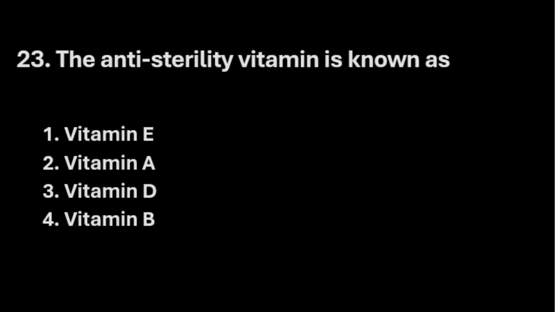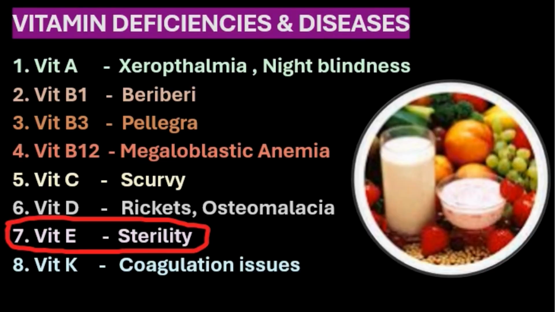Next question. Anti-sterility vitamin is known as option 1, vitamin E, option 2, vitamin A, option 3, vitamin D, option 4, vitamin B. Let us see the right answer. The right answer is vitamin E. You can see the list here. We already discussed all this.